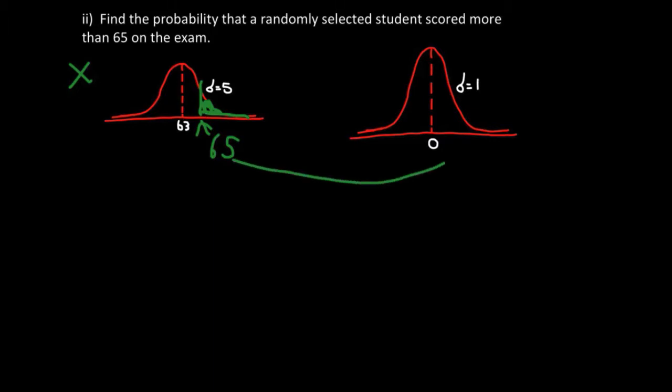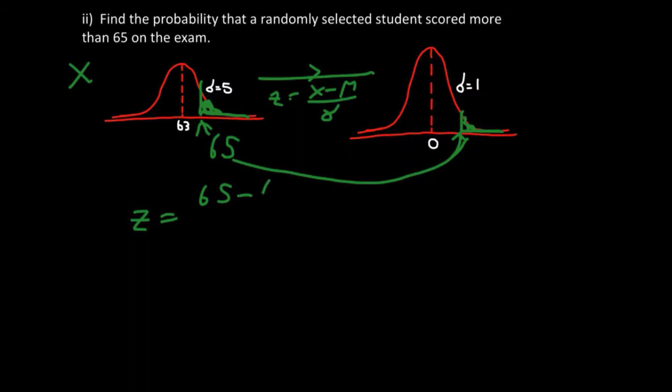So I convert this to the z. So we need to find this area. How do we convert to z? Z equals x minus mu over sigma. So z equals x, here 65, minus mu 63, divided by sigma, which is 5. This equals 0.40. Therefore, this number is 0.40.